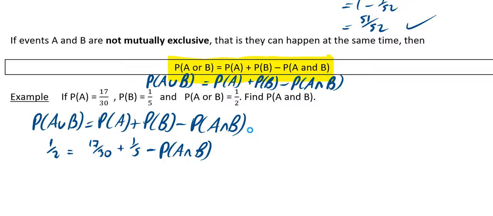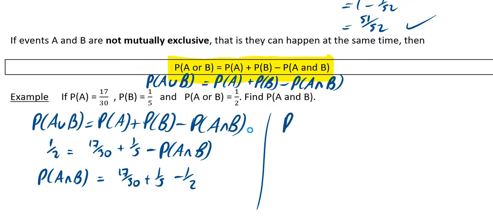Now we will rearrange. So I'm going to say my probability of A intersect B, bring it over to the left hand side, is 17 over 30 plus 1 over 5. And then this half now comes across, so it becomes minus 1/2. And then we've got probability of A intersect B is equal to, so you do that all in your calculator, and I have got 4 over 15.